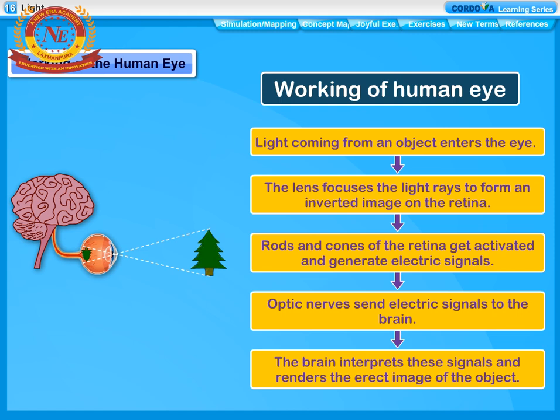Rods and cones of the retina get activated and generate electric signals. Optic nerves send electric signals to the brain. The brain interprets these signals and renders the erect image of the object.